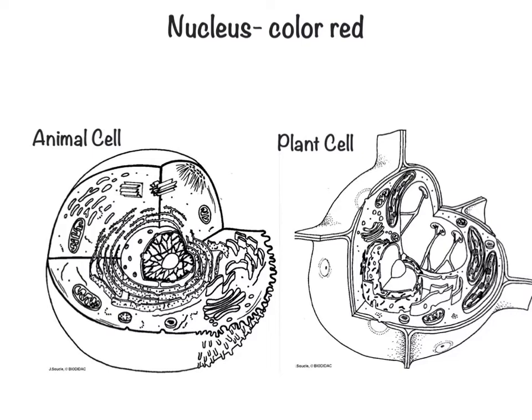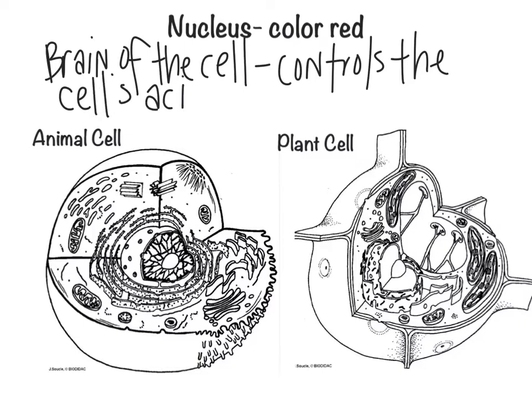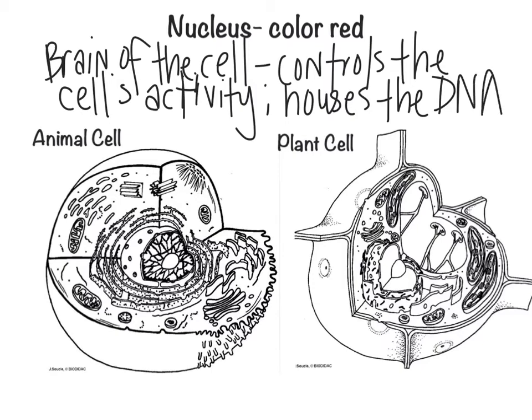The first organelle we're going to do is the nucleus, so be sure you have your red colored pencil ready. Oftentimes the nucleus is referred to as the brain of the cell. What that means is it basically controls the cell's activity. Everything is regulated by this nucleus. The other thing that's so important about it is it also houses the DNA, so all genetic information is stored here. So this is the brain of our cell, controlling all the cell's activity. We are going to color it red.